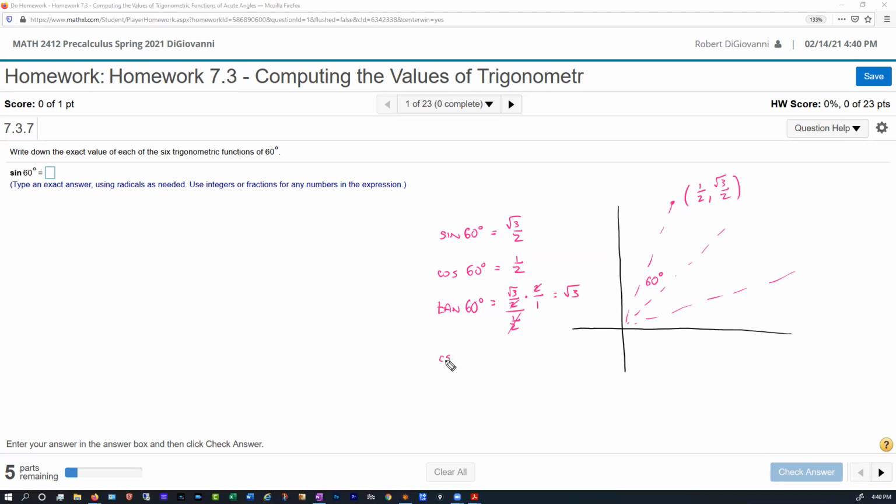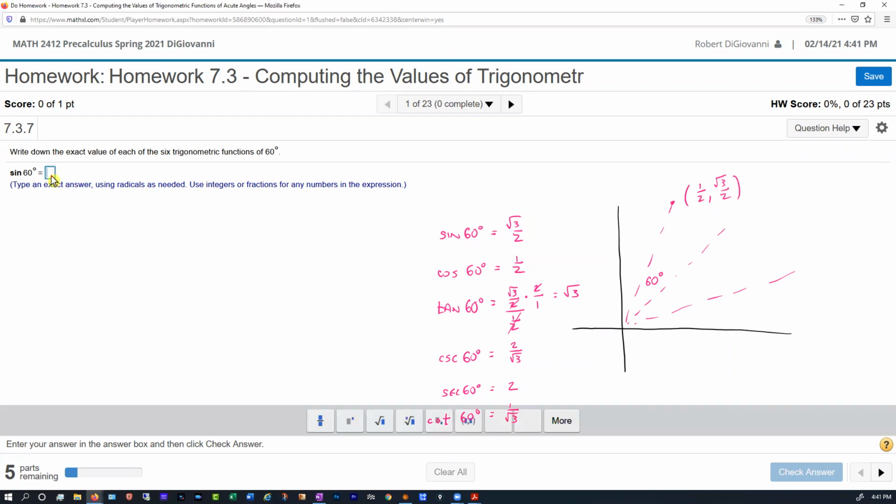So cosecant of 60 degrees would just be the reciprocal of sine, so just flip over the sine. Secant of 60 should be flipping over 1/2, which is 2 over 1, which is 2. And cotangent of 60 will be taking the square root of 3 and flipping it, so making it 1 over root 3.